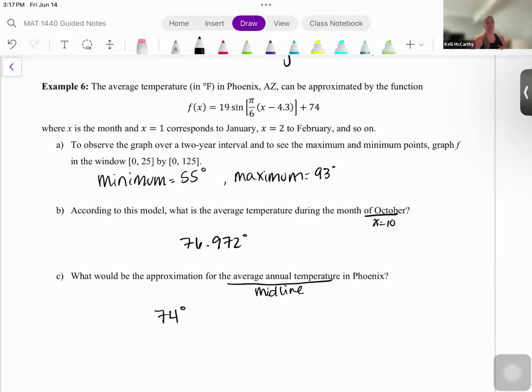Returning to our example in our notes, that first problem was just asking for the maximum and minimum values. For the second part, when they wanted the average temperature in the month of October, we were looking for the function value when x equals 10, which we found to be 76.972 degrees. And then in the last part, what was the average annual temperature? So not the temperature in October, but overall months. That's going to be represented by our midline, which was 74 degrees.